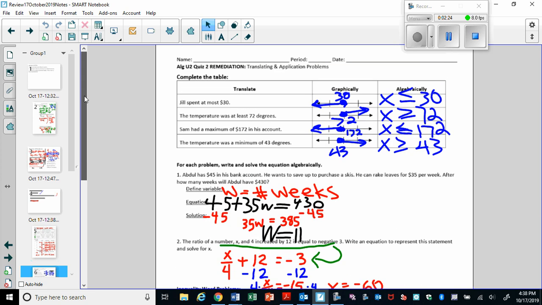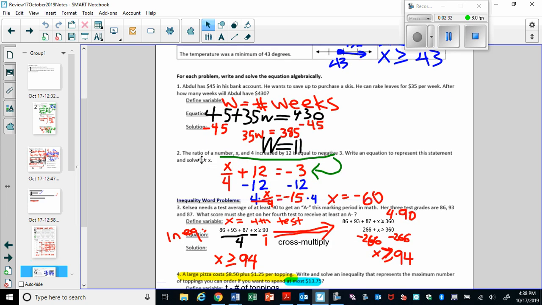Next page, we did these problems together on the top. This one we did as well. Number 2, ratio of a number x and 4 increased by 12. This is your setup, is equal to -3. Then we do negative 12 on both sides, and then we multiply it by +4. Our result, x is -60.